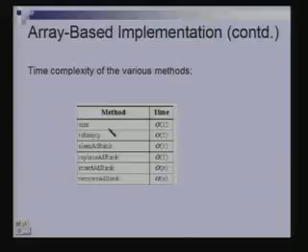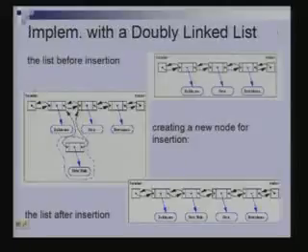Right? So this is a chart which shows the time complexity of the various methods. All methods except insert at rank and remove at rank take constant time. These two methods could take order n time in the worst case. Can you think of some other way of implementing this? A doubly linked list, right? You can use a doubly linked list to implement a vector.